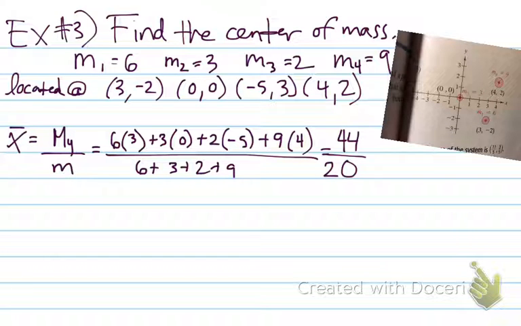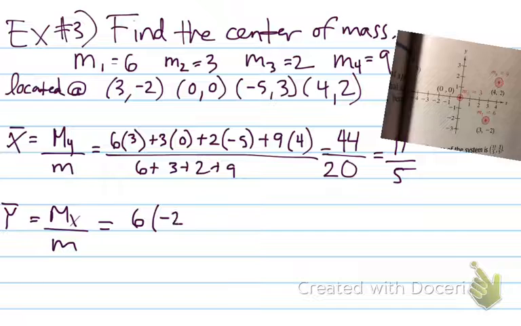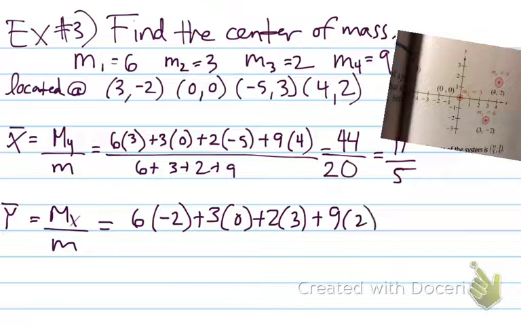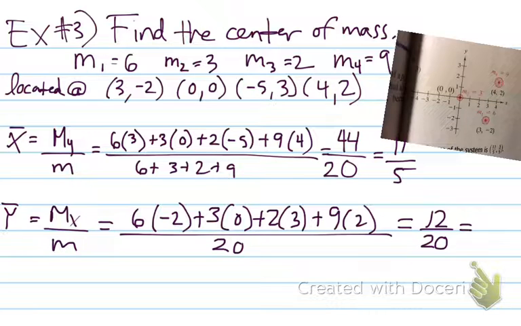So 44 over 20, when you simplify that, you should get 11 over 5. So that's the x-coordinate. If we look at the y-coordinate, y bar, it would be M_x, the moment around the x-axis, divided by m. So the mass 6 times the y-coordinate of -2, plus the mass 3 times the y-coordinate of 0, plus the mass 2 times the y-coordinate of 3, plus the mass 9 times the y-coordinate of 2. All of that divided by the same summation, which would be 20. If you simplify that, you should get 12 over 20, which simplifies to 3/5.